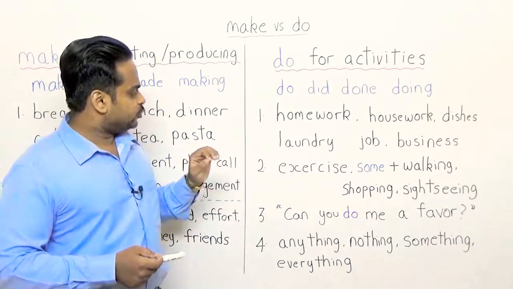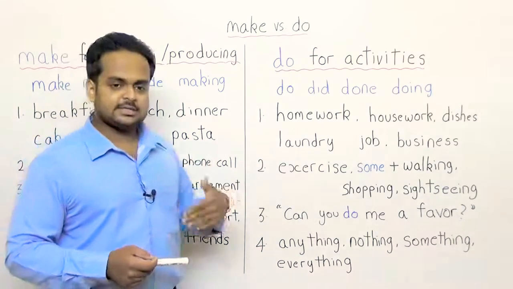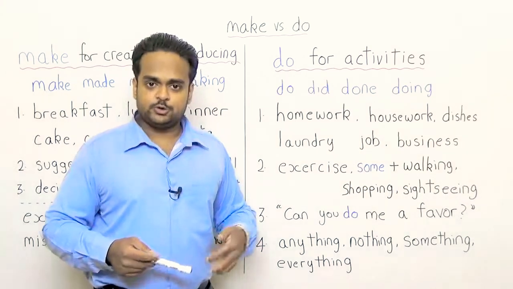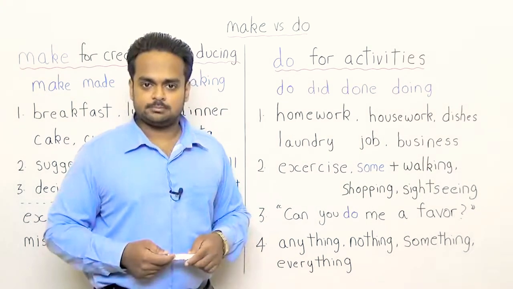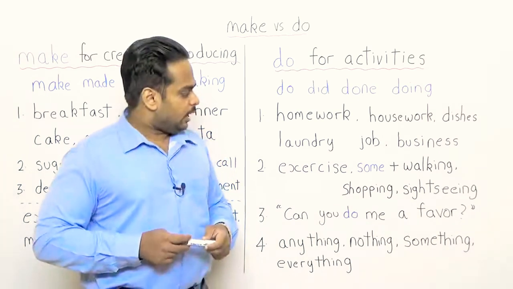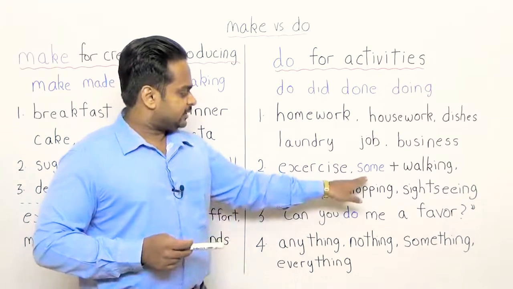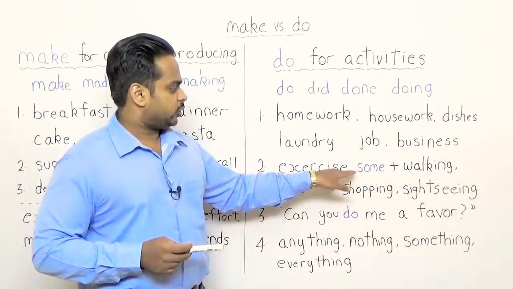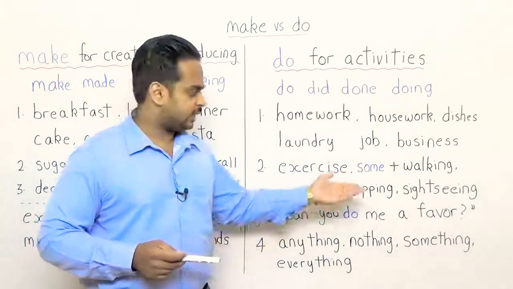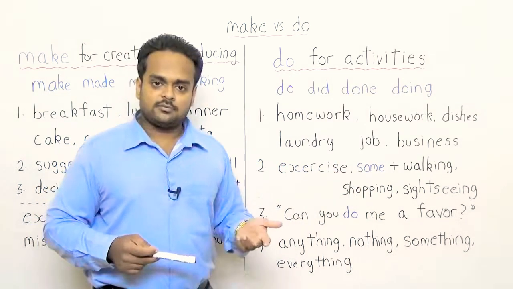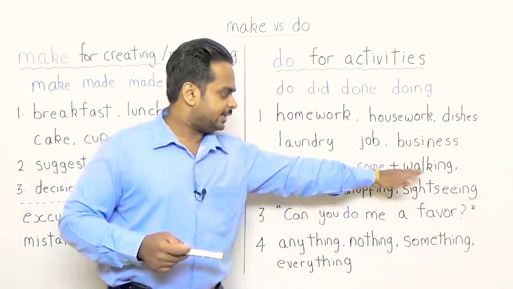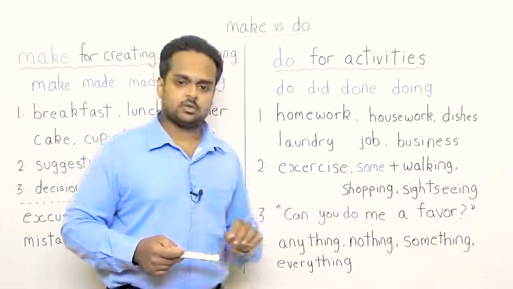We also use do to talk about exercise and physical activities. It's very important to do exercise regularly, or you might do yoga, for example. You will also find do in this sort of structure. You'll have do, and then you'll have a quantity expression like some, a lot of, a little bit, etc. And then you will have a verb with ing, like walking, shopping, or sightseeing.